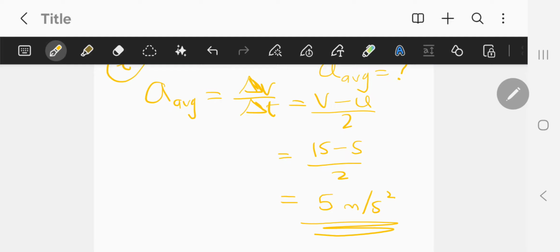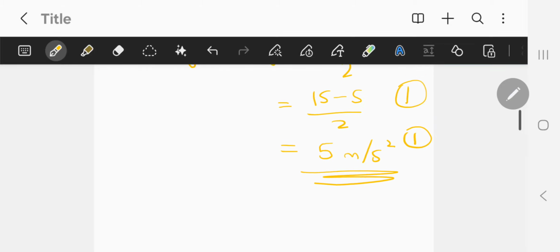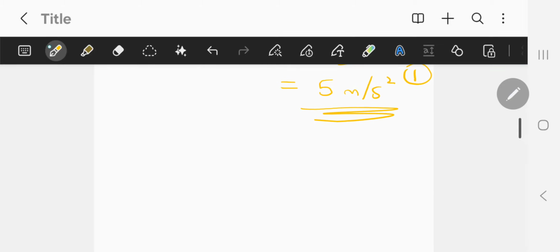The units for acceleration. This is a typical 2-mark question. 1 mark for the working out, 1 mark for the answer. Now you must have units in your answer. If you don't have any units in your answer, that's half a mark lost. So that's the first example. Second example.